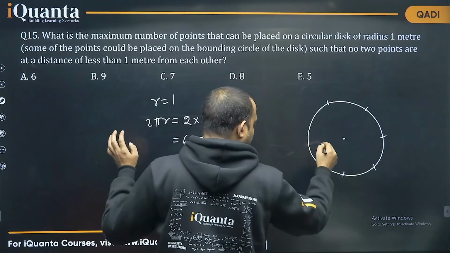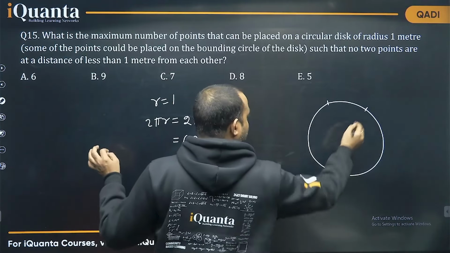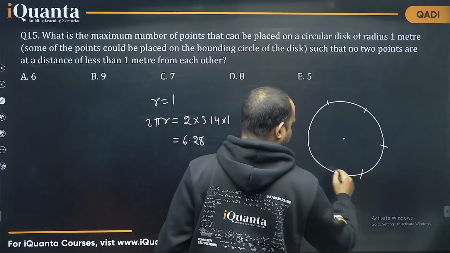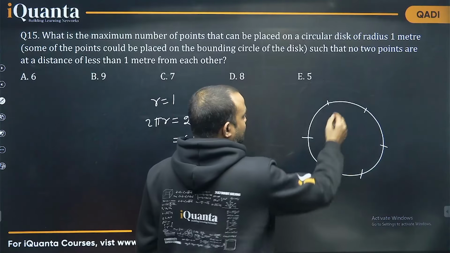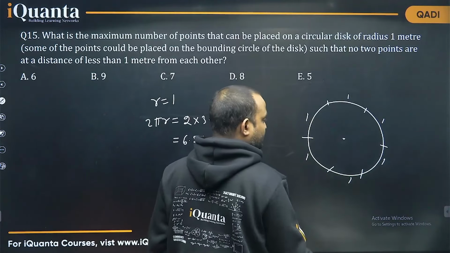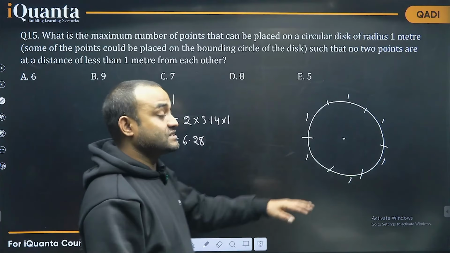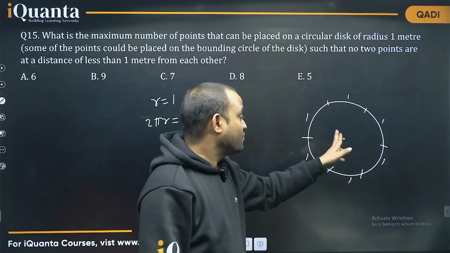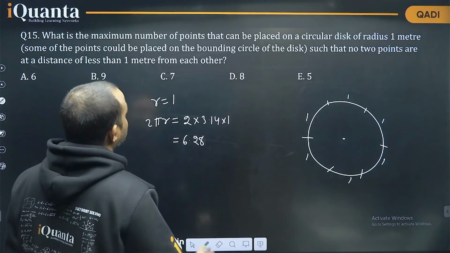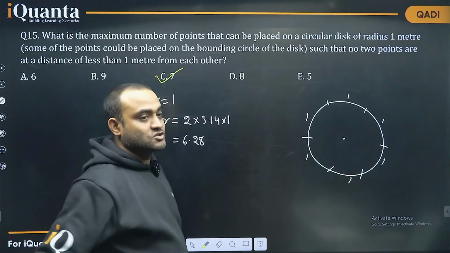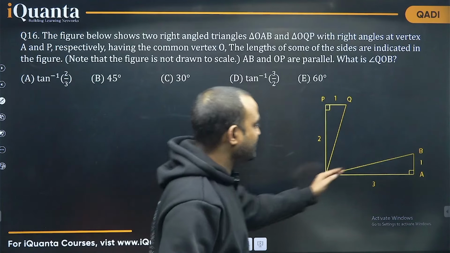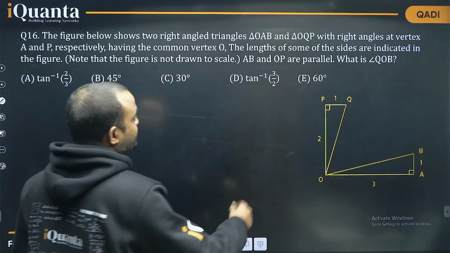This is what I have drawn, but the maximum number of points will be 6, like this. Okay. If this distance is 1 point something, 1 point something, and so on, the total distance is 6 point something, which is the circumference, right? So 6 points here, 1 point on the center, maximum 7 points can be drawn on the given circular disk. Answer is option C.